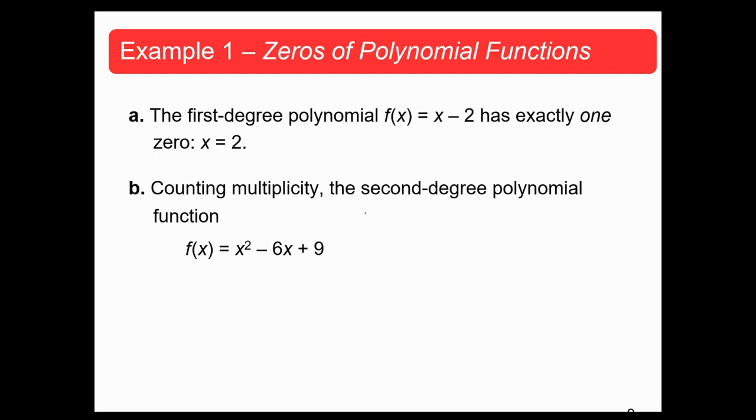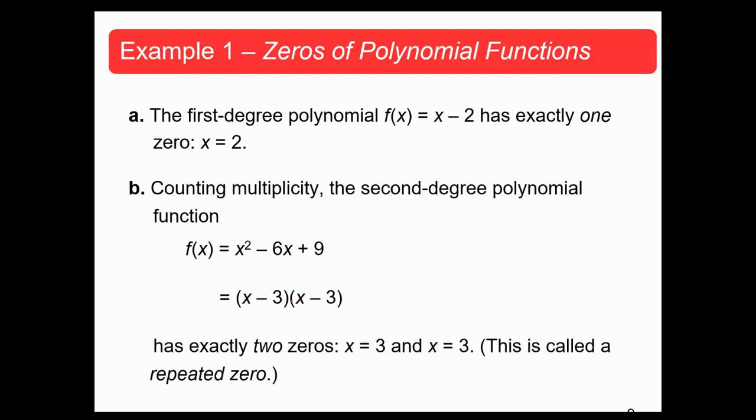The second one, here we have a polynomial, it's a quadratic, and if you factor it down, you will get x minus 3, but you get it twice. So this is a second degree. It has 2 zeros, but it's repeated. It has a multiplicity of 2, so that's still considered 2 zeros.